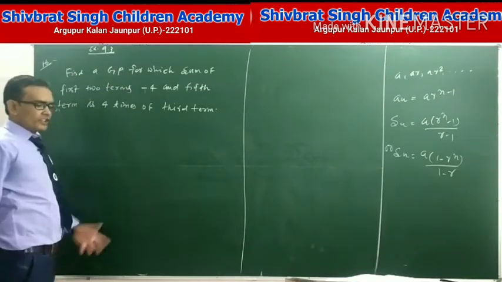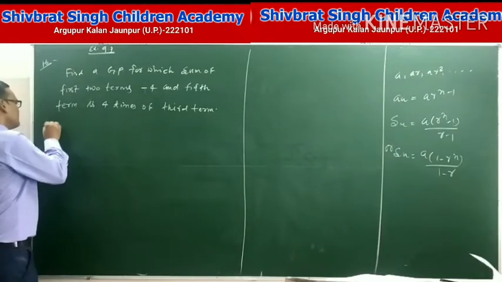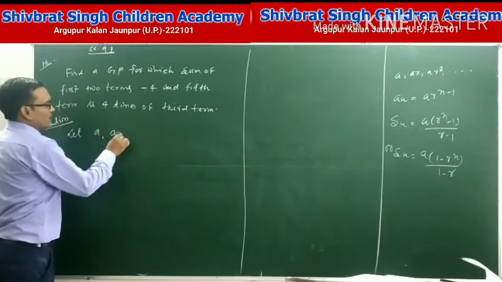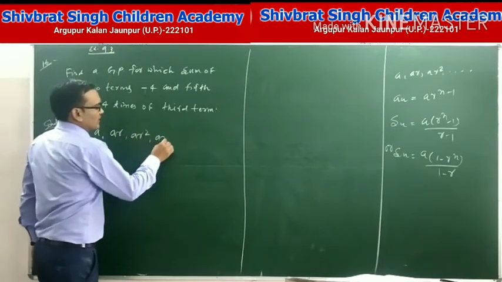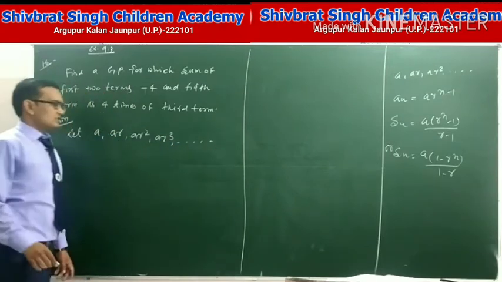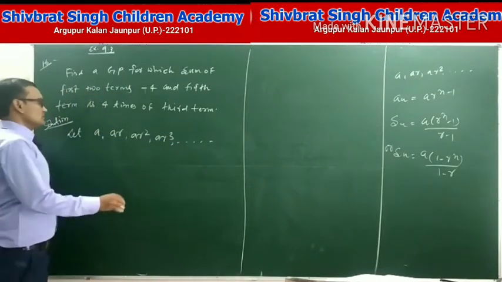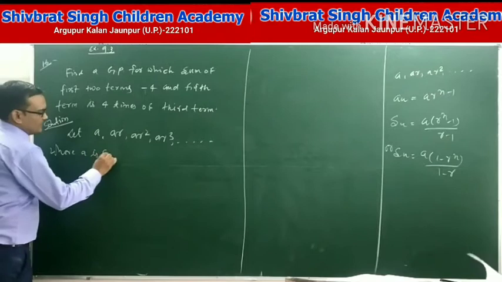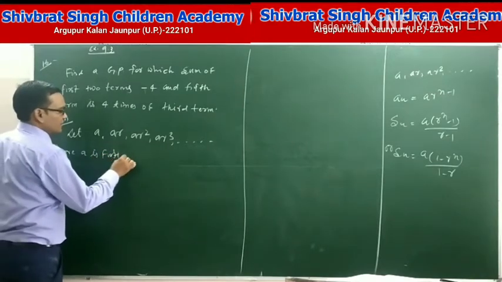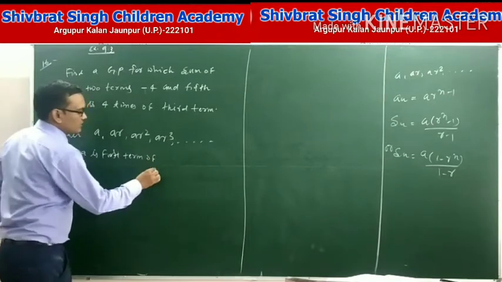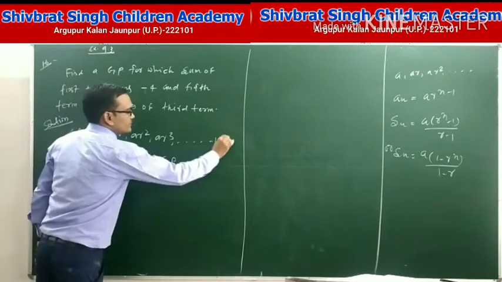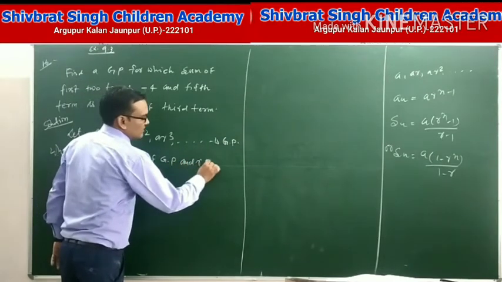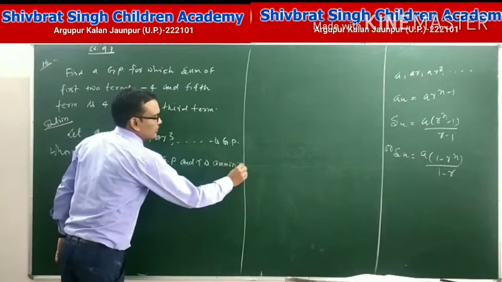For this we consider a GP. Solution: Let a, ar, ar square, ar cube, and so on be the GP, where a is the first term of the GP and r is the common ratio.